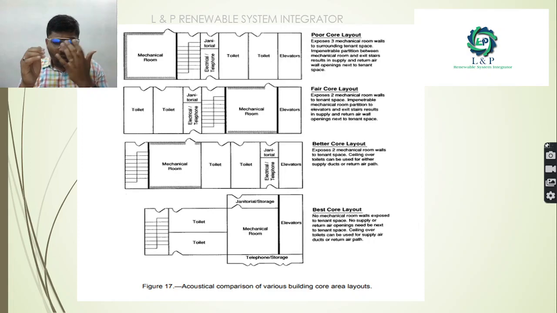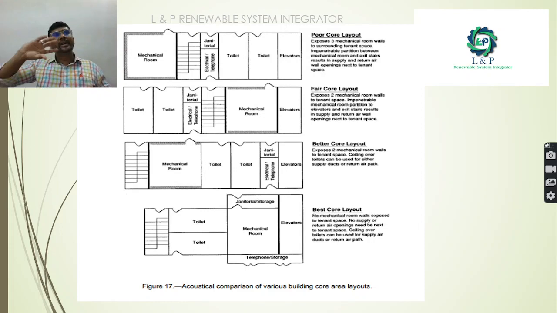So always try to surround your mechanical room with elevators, toilets, janitor storage areas and telephones, so that wherever ducts are required, it will be easy to take them from your mechanical room. Being in the central part, it will be easy to take the supply ducts to the concerned rooms and the exhaust return ducts to the toilet areas. So it will be easy for us.